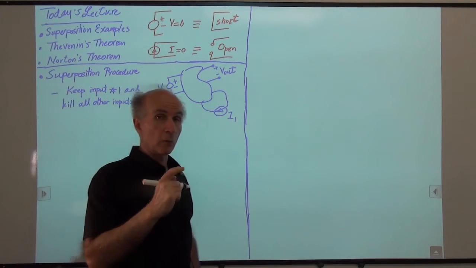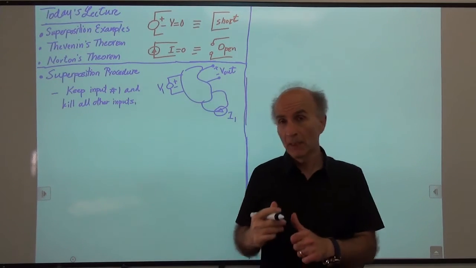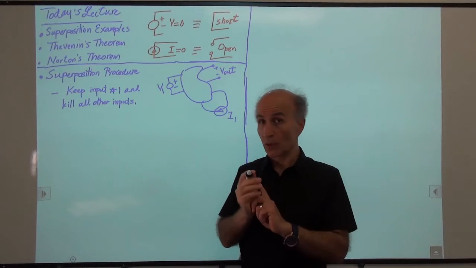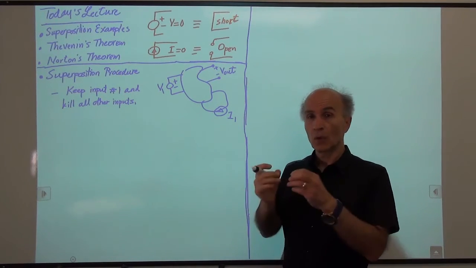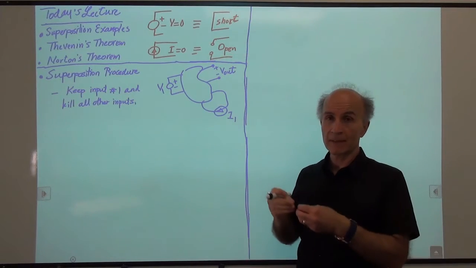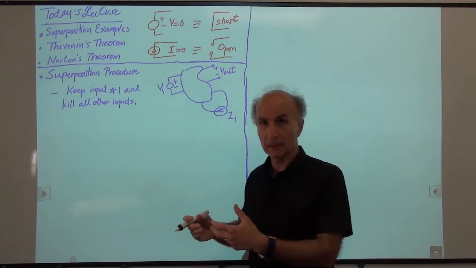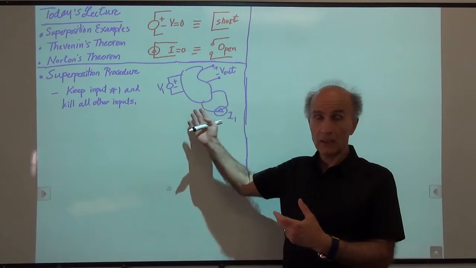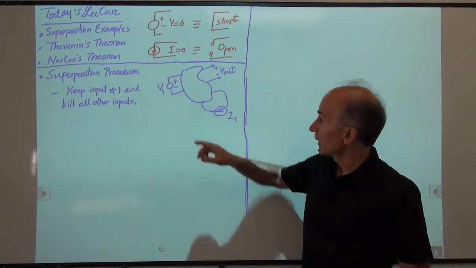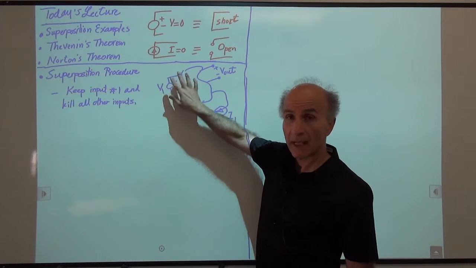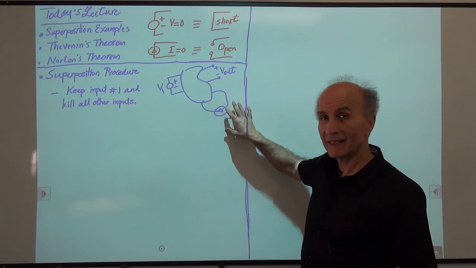Now remember, the word input from last time means an independent source. We always have to remember that, right? For dependent sources, we cannot do this. Only independent sources can be set to 0 or can be killed or can be considered in the superposition principle. All right, so for example, I'm going to keep this as is, and I'm going to kill this.